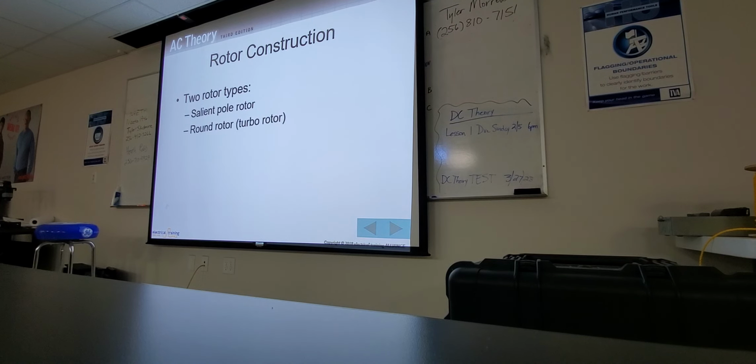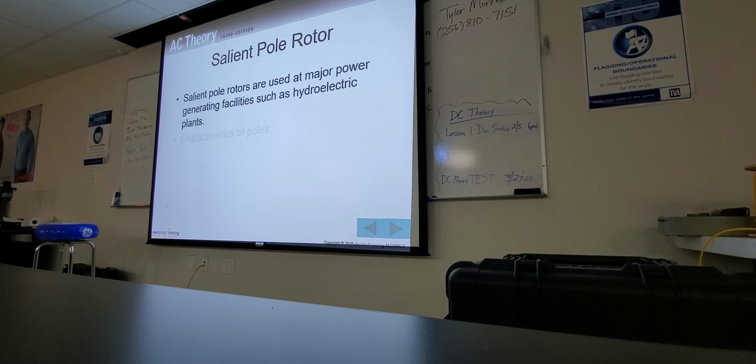Alright, there are two rotor types, the salient pole rotor and the round rotor, or turbo rotor. The salient pole rotor is used at major power generating facilities such as hydroelectric plants. Characteristics of the poles are that they are big, heavy, rotate very slowly, experience air drag, and have individual field wirings.